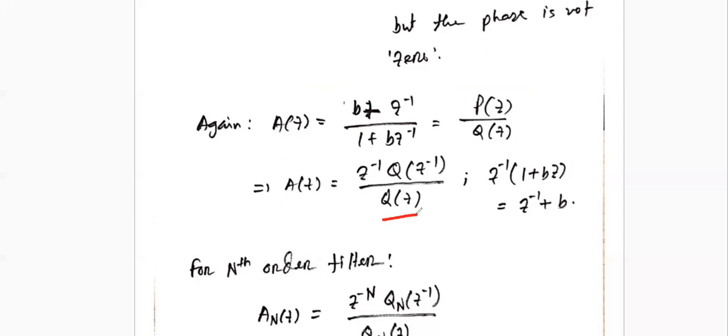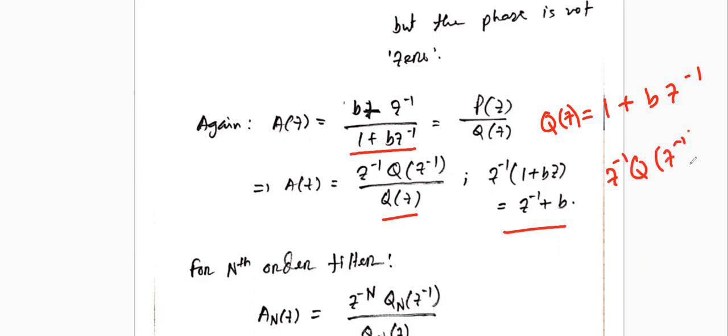With respect to q(z), I have already mentioned here. For example, if this is q(z) = 1 + b z^-1, this is your q(z). If I make it z^-1 times q(z^-1), what is that? 1 is there, plus b z^-1 is replaced by z, which is z^-1 + b, and which is nothing but this is p(z).